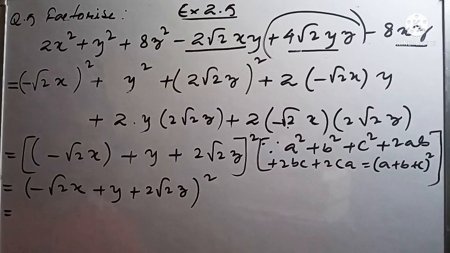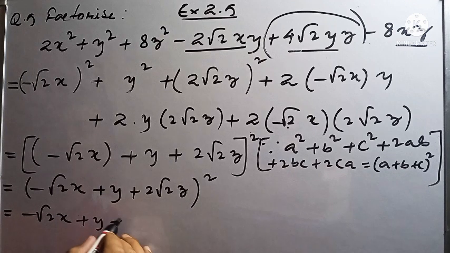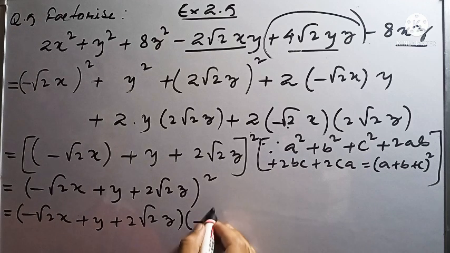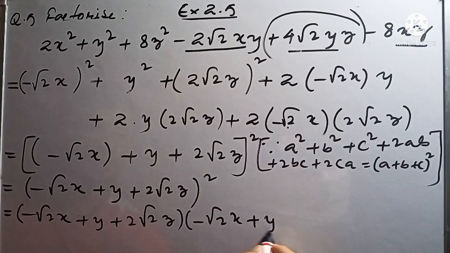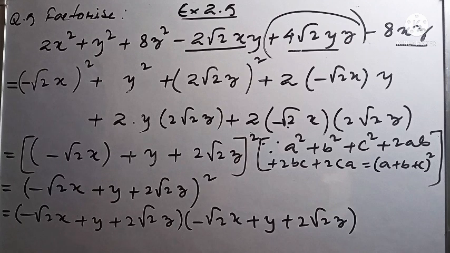So in the next step, let me write it this way. Minus root over 2 x plus y plus 2 root over 2 z. And let me write one more time. Here, minus root over 2 x plus y plus 2 root over 2 z. This is how we have done the factorization of this question number 5. We have just completed 2 questions.